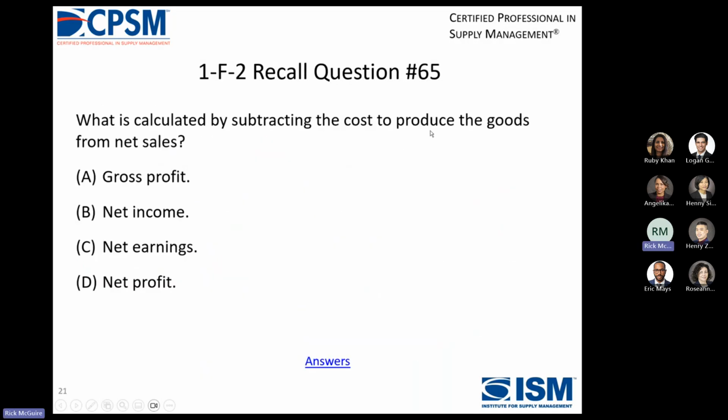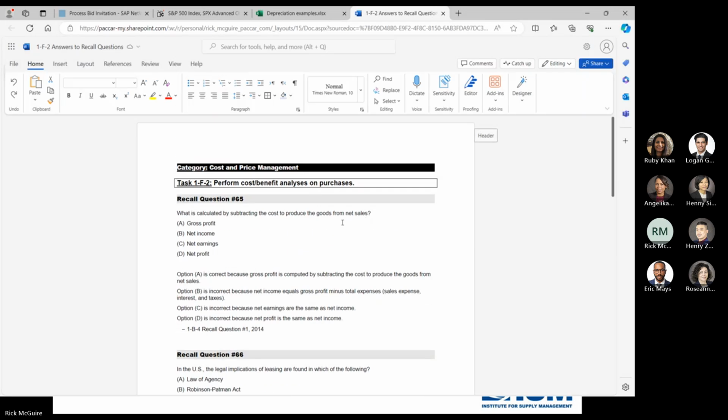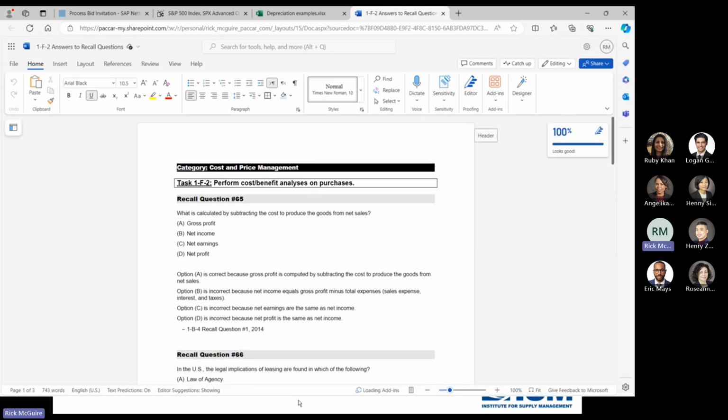All right. What is calculated by subtracting the cost to produce the goods from net sales? So you got a cost to produce the goods and you subtract that from net sales. What do you get? Anybody want to chime in here? Profit. What's that? Profit. Gross profit. Yeah, gross profit. A should be. A it is.